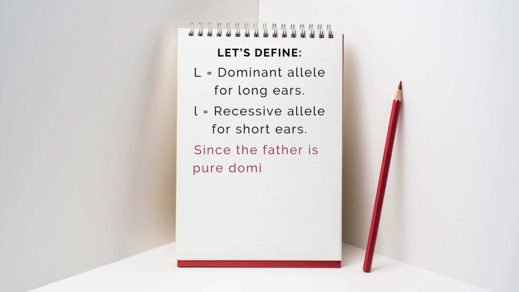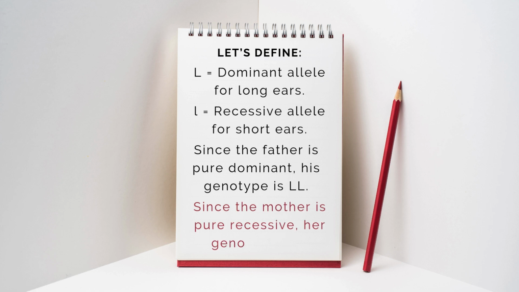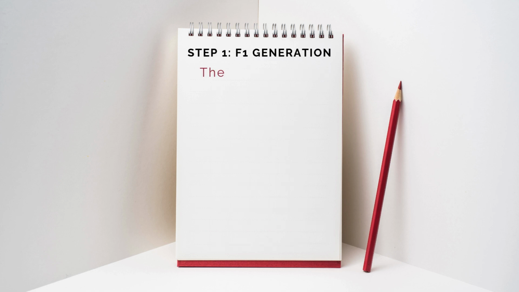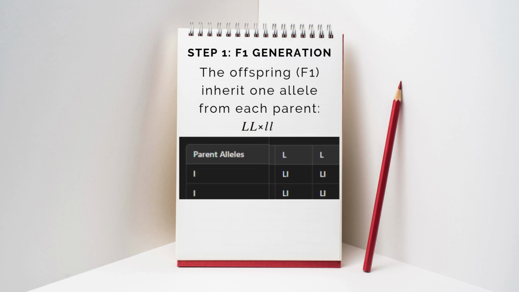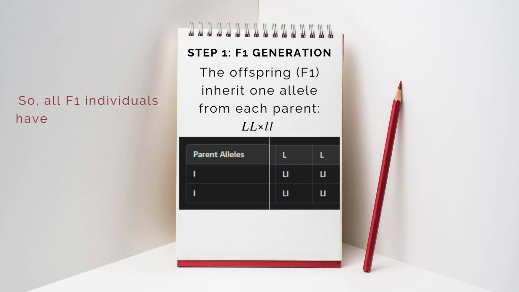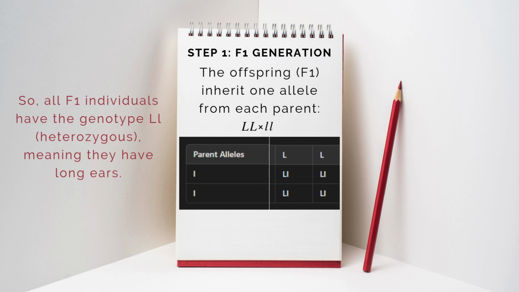Since the father is pure dominant, his genotype is this, and since the mother is pure recessive, her genotype is this. Now, the offspring inherit one allele from each parent. Thus, this cross is this. So, the Punnett square would be this. That means all F1 individuals have the heterozygous genotype, meaning they have long ears.